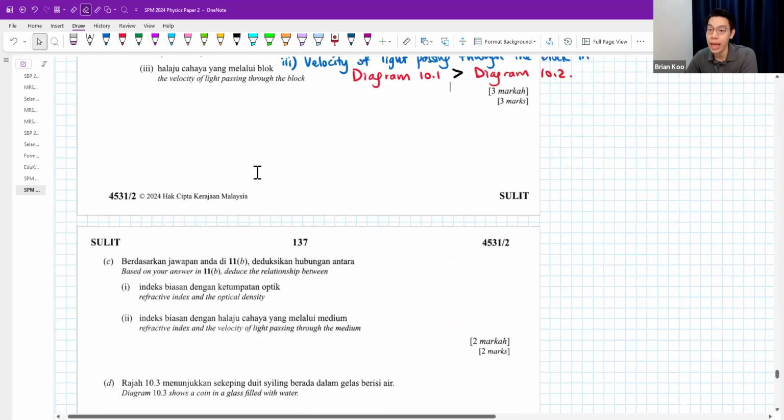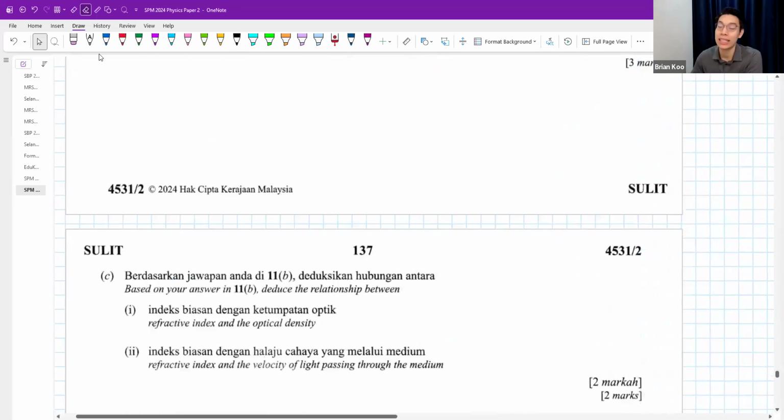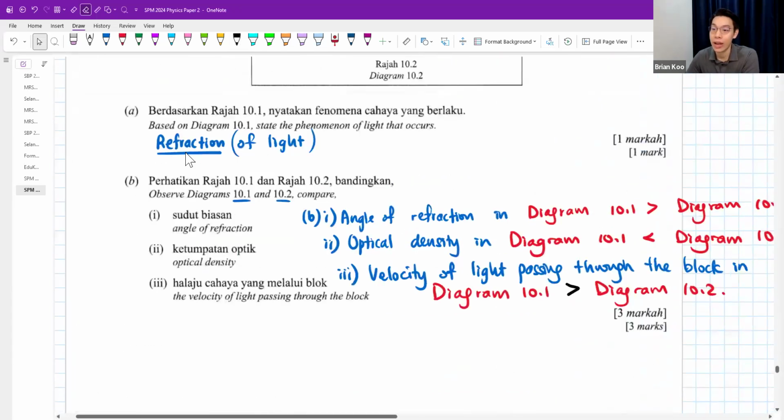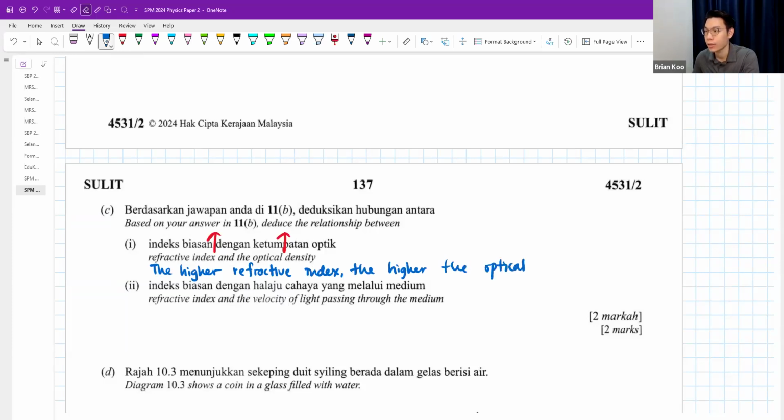Okay. And then deduce the relationship between refractive index and optical density. It looks like greater refractive index, greater optical density. This is what we just mentioned. Or higher also can, up to you. Greater, higher, or increase. The higher the refractive index, the higher the optical density.